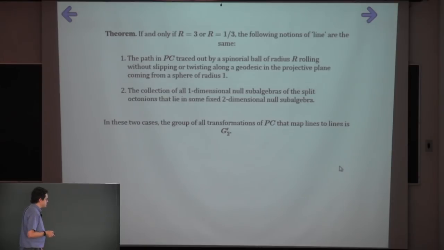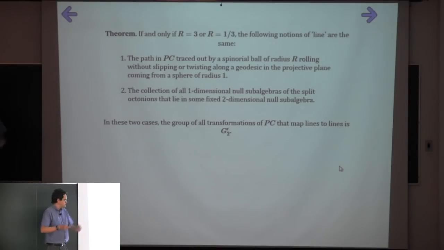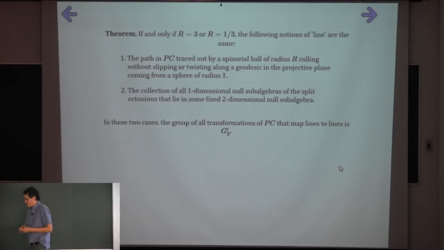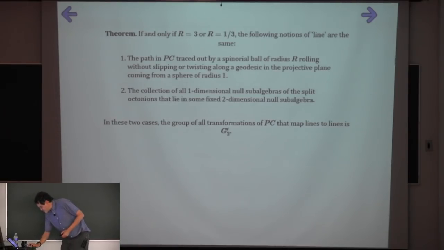So in those cases, these match. And it's a kind of calculation to check that those match. I wrote a paper with John Huerta where we do that and try to make it as clean and simple as possible. So in these cases, r equals 3 or a third, we can talk about the group of transformations of PC that map lines to lines, line-preserving transformations, and that will be this symmetry group G2 prime, this non-compact form of G2.